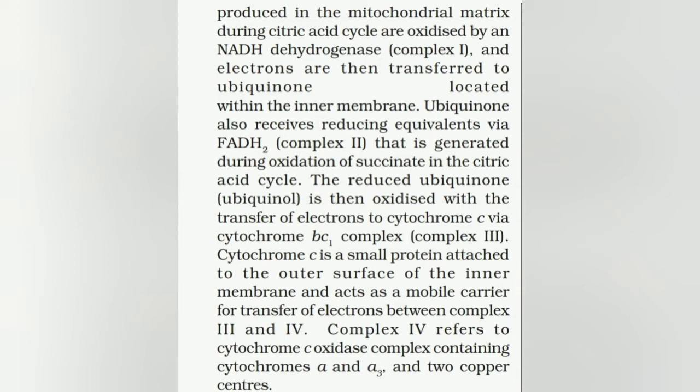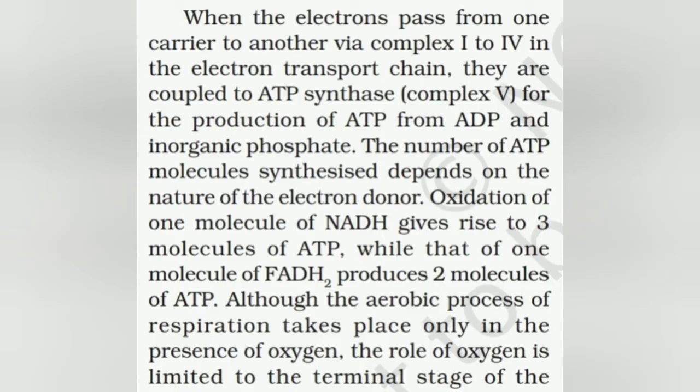Cytochrome C is a small protein attached to the outer surface of the inner membrane and acts as a mobile carrier for transfer of electrons between complex 3 and 4. Complex 4 refers to the cytochrome C oxidase complex containing cytochrome a and a3 and 2 copper centers. When the electrons pass from one carrier to another via complex 1 to 4 in the electron transport chain, they are coupled to ATP synthase, that is complex 5, for the production of ATP from ADP and inorganic phosphate.